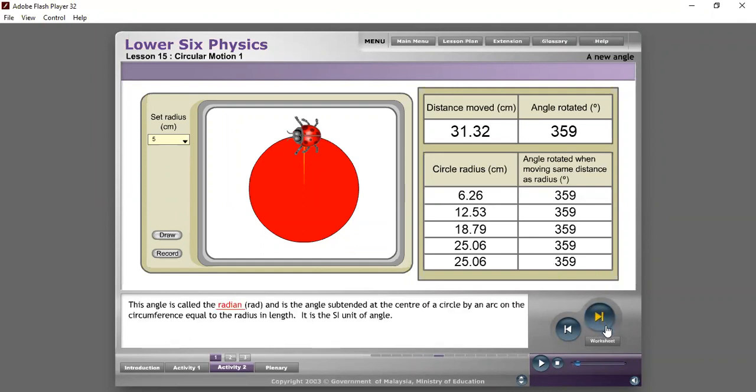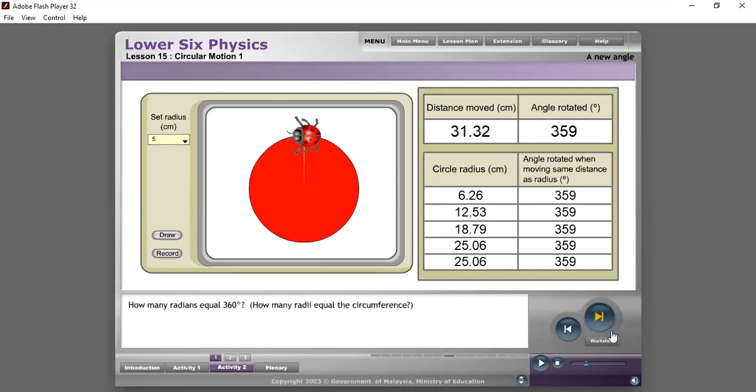This angle is called the radian, rad, and is the angle subtended at the center of a circle by an arc on the circumference equal to the radius in length. It is the SI unit of angle. So radian is the SI unit for the angle, not the degree.